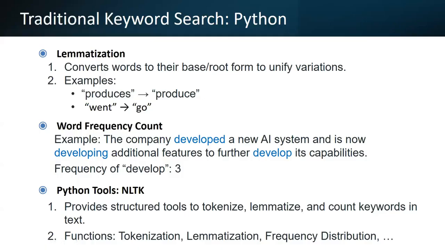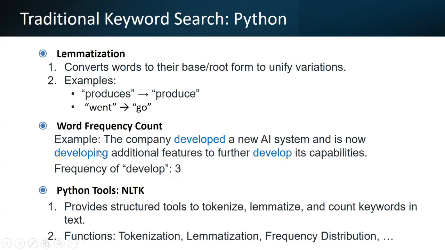So before we do keyword counting, this is something where you have to understand some knowledge before you ask GPT to do it. I want to explain what lemmatization is. Lemmatization means you convert words back into their original form. For example, produced, you convert back to produce. Went, you convert back to go. This kind of conversion is called lemmatization.